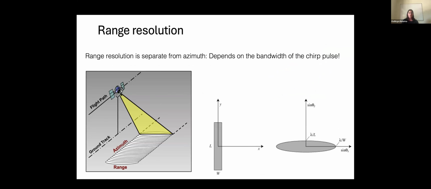So let's talk about range. Range is actually completely different from azimuth, and we need another trick in terms of synthetic aperture to create higher resolution in the range direction. And this is why the satellite must be looking off to the side. And the trick here has to do with something called a chirp.